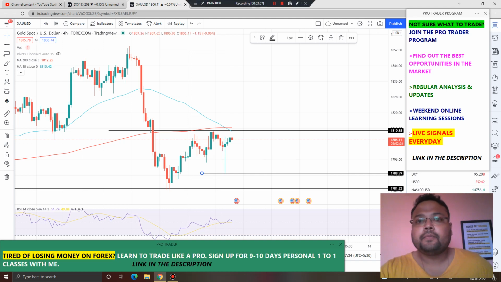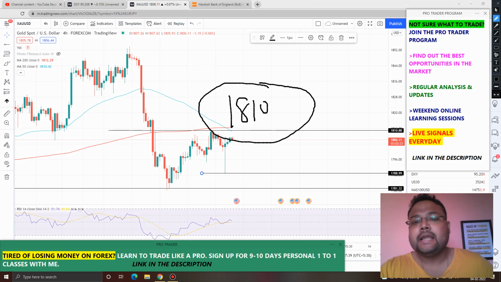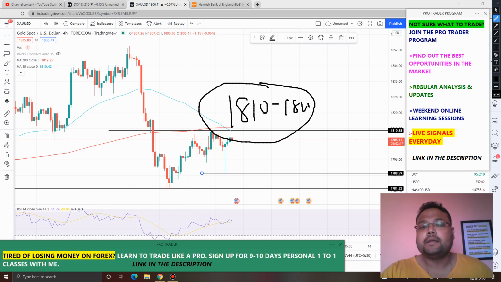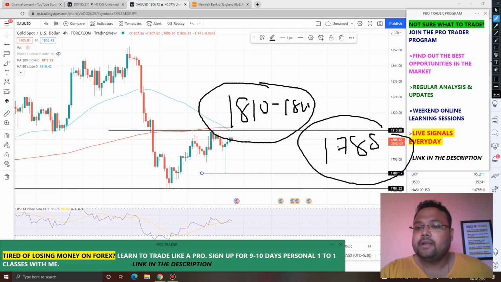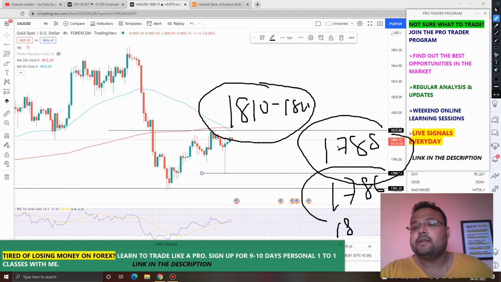We have 1810 to 1811 on the upside as resistance. This level is important as resistance for the market. And if the market starts falling, then we have a new support of 1788 on the downside, then 1786, and then 1781 to 1780. So these are all the supports of gold right now.